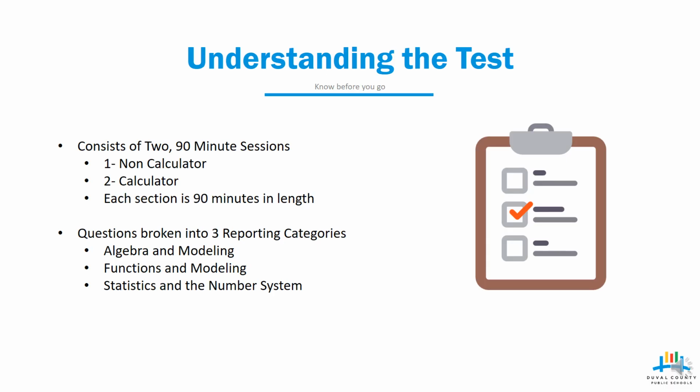The Algebra 1 FSA consists of two 90-minute sessions. The first session, taken on day 1, is a non-calculator session. The second session, which is taken on day 2, is a calculator session. For each session, you must sit for a minimum of 90 minutes. But don't worry if you don't finish during this time frame. You can get an additional block of time if you need it.